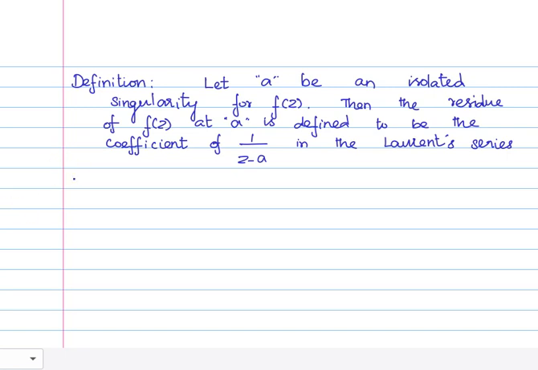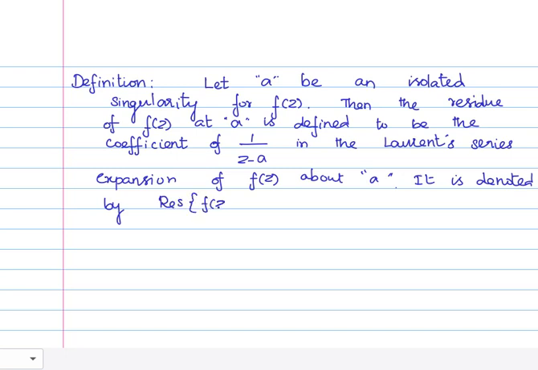expansion, the Laurent series expansion of f of z about the point A, and it is denoted by residue of f of z. So here, this is the residue.